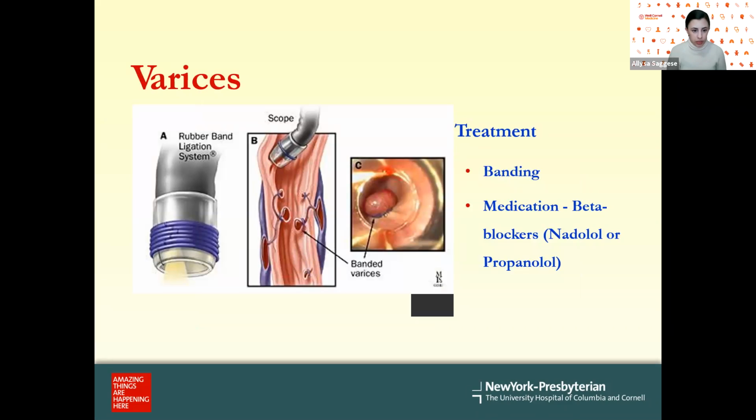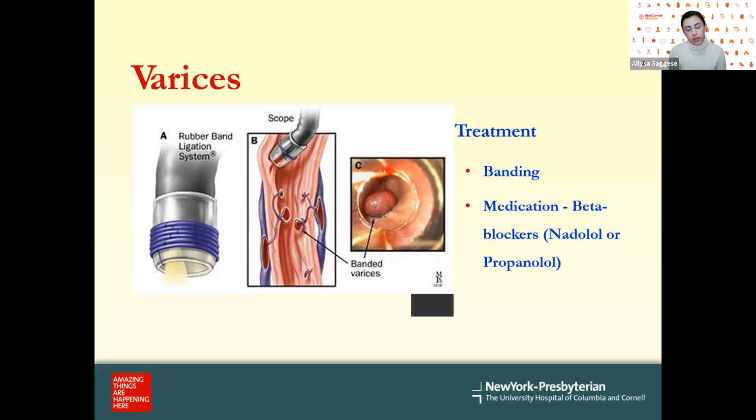And this is one way to treat them. So this is a procedure we call banding. It's literally putting a band around them to try to make a scar, which would help get rid of some of the vessel. And then the scar helps push it in to keep it in place so that it's not bulging out. This isn't always needed.